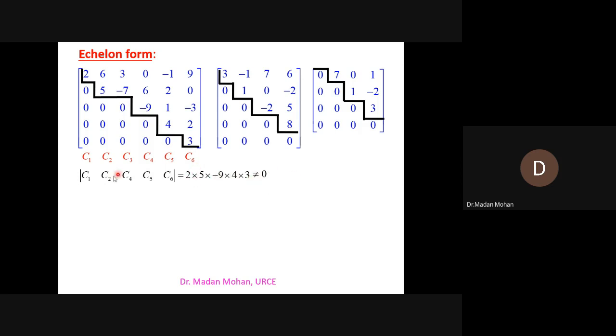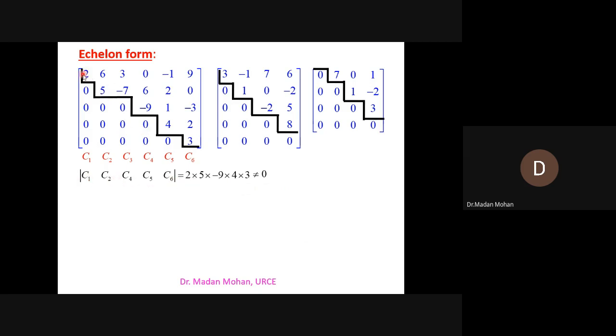Hence, its rank is the order of this. Order means 5 cross 5. Hence, its rank is 5 from the definition, the order of the largest non-vanished minor. Whenever steps are given like this, you can easily find the rank from the definition. But what we do is, we don't do it all using the definition. We simply count the number of rows of this.